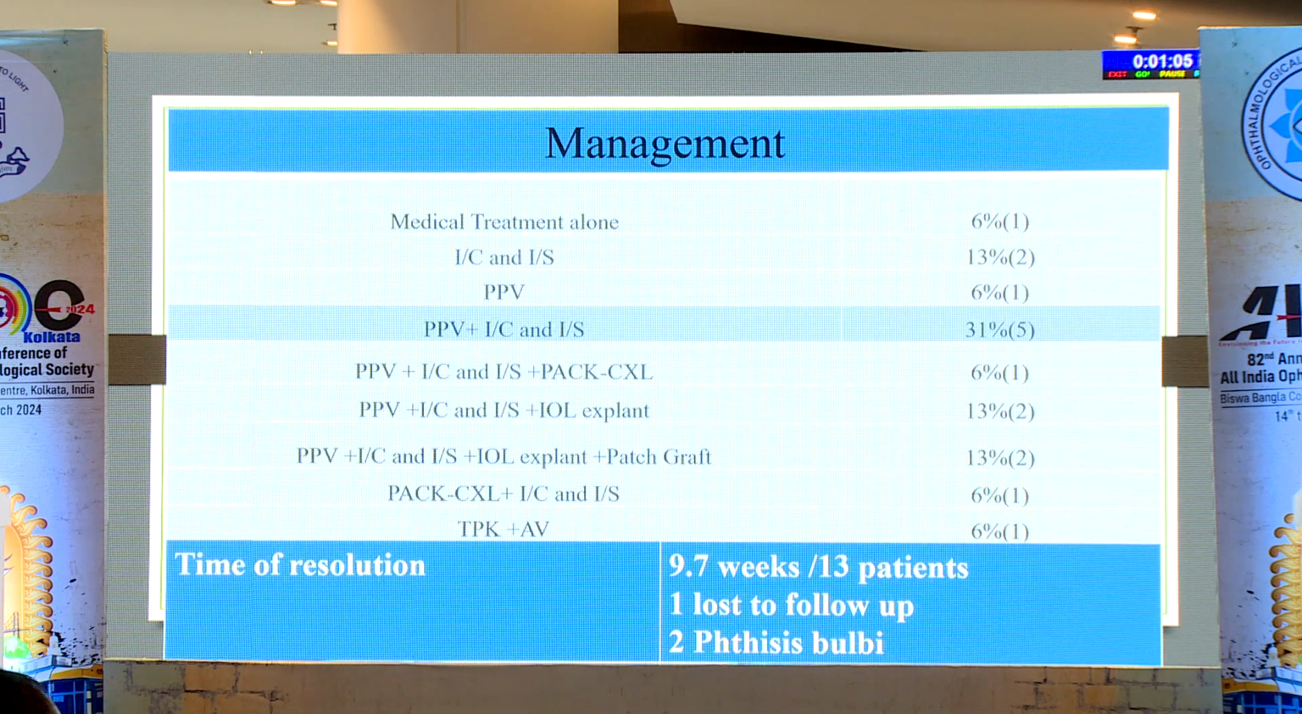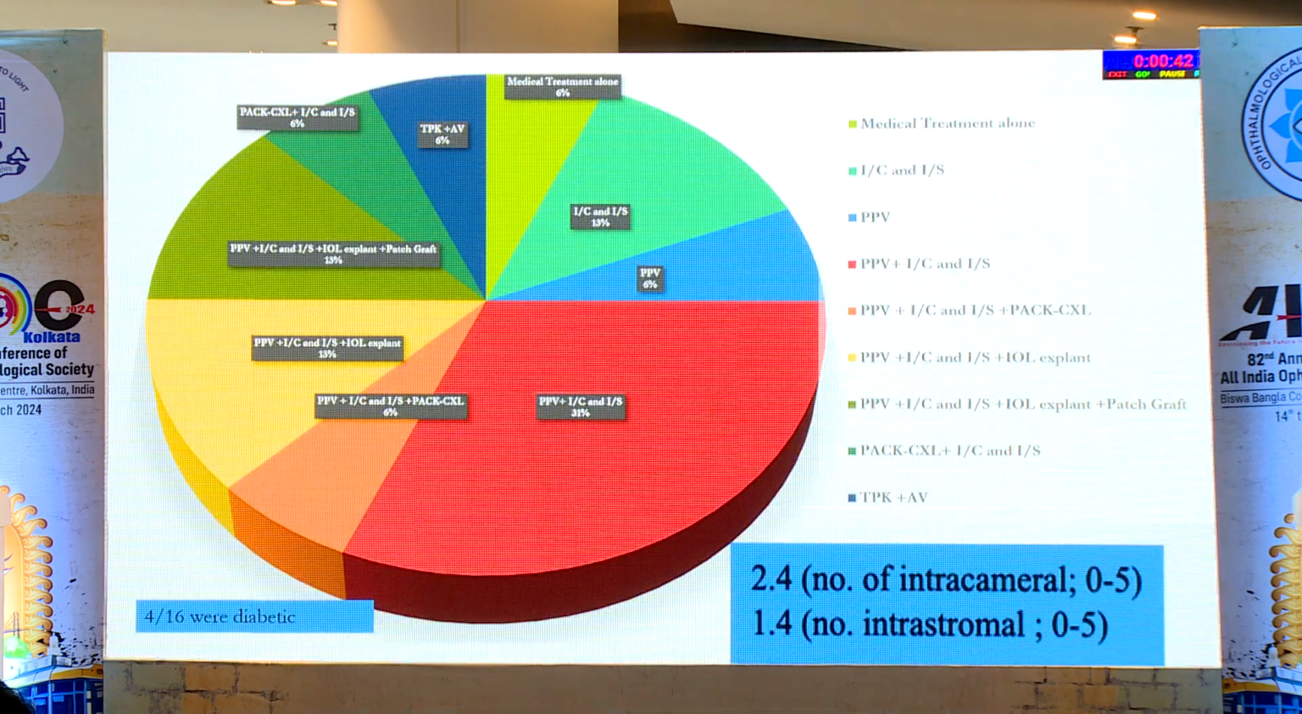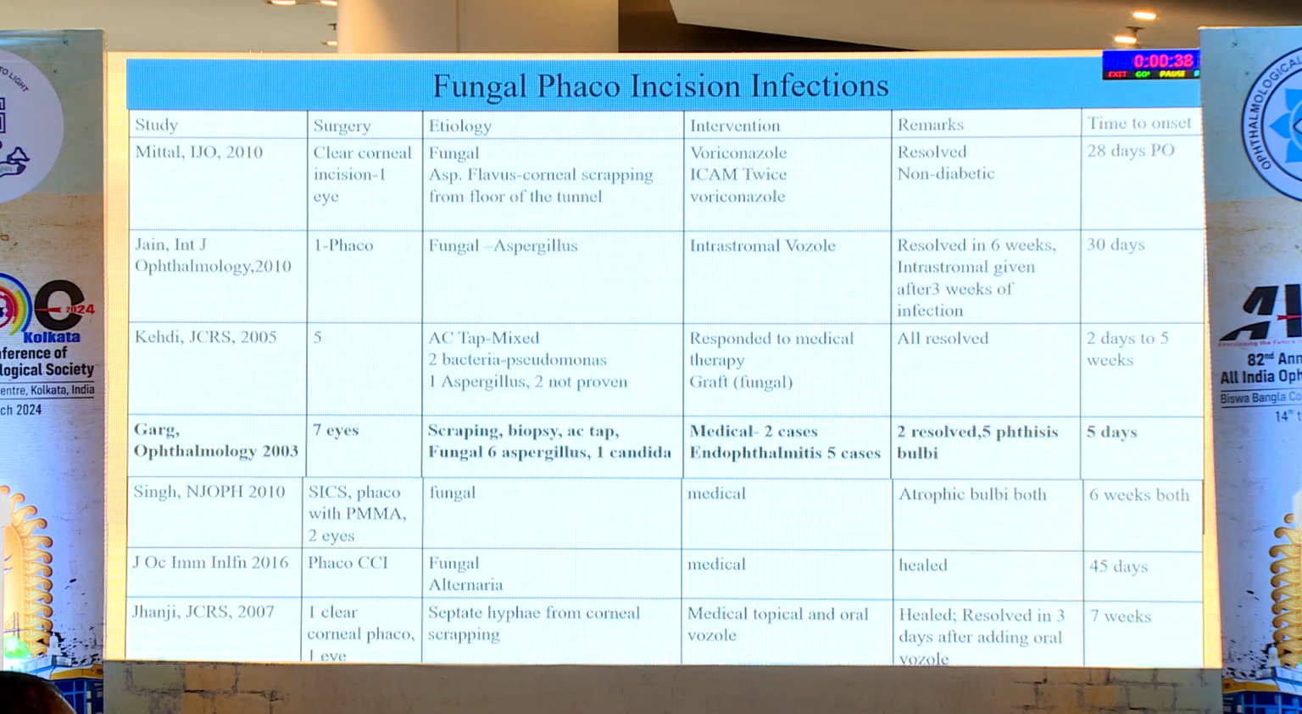The most common management modality in my case series was pars plana vitrectomy along with intracameral and intrastromal injections. The time of resolution was 9.7 weeks in 13 patients. 1 patient was lost to follow-up and 2 patients went into phthisis bulbi. These 2 patients had severe endophthalmitis and they developed serous choroidals. Although the corneal infiltrates were resolving, still they went into phthisis. This is just brief about the number of intracameral intrastromal injections.